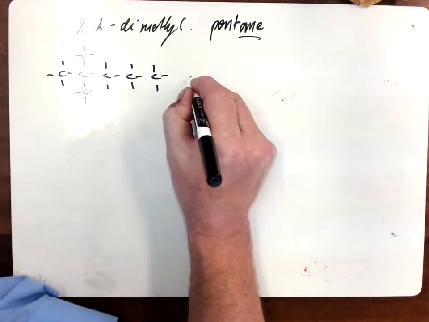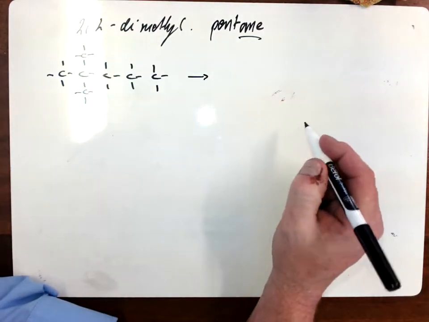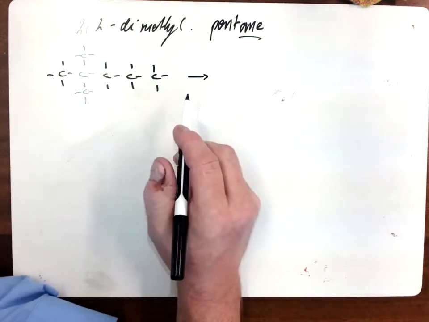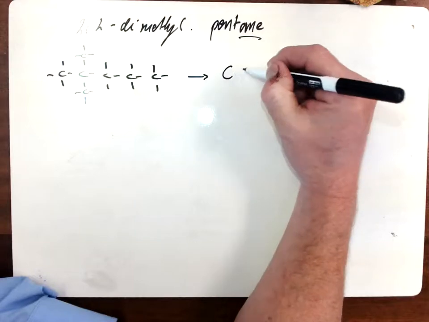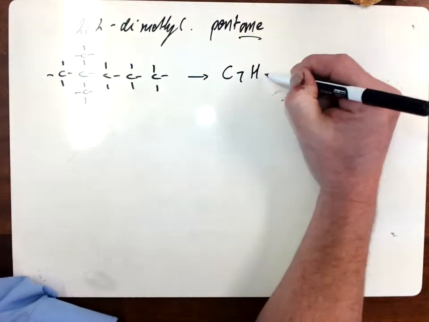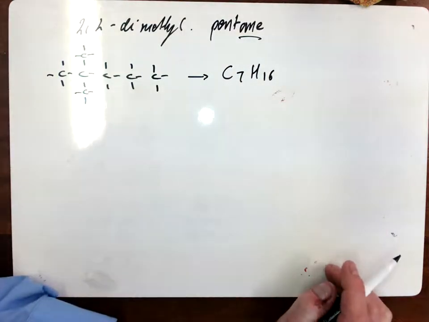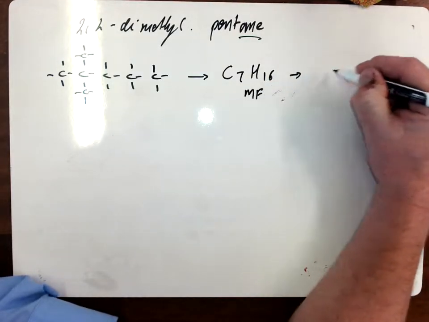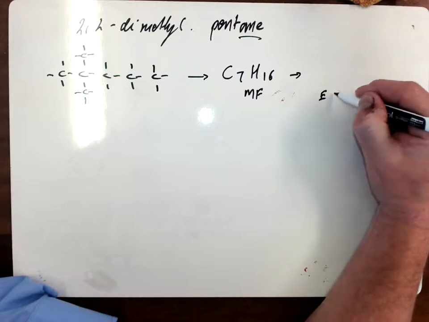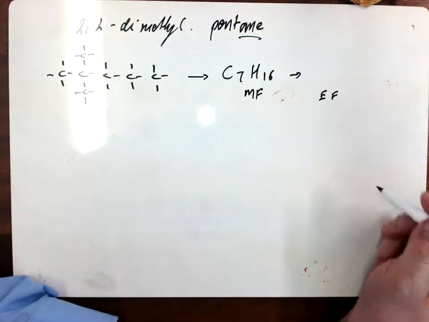We can easily now go to our molecular formula, I think is the next simplest step. So we count up the number of carbons, we count up the number of hydrogens. In this one we have 7 carbons and 16 hydrogens. Okay, so that's the molecular formula. The empirical formula, well, I can't bring this down any simpler.